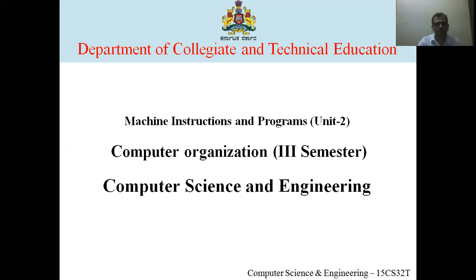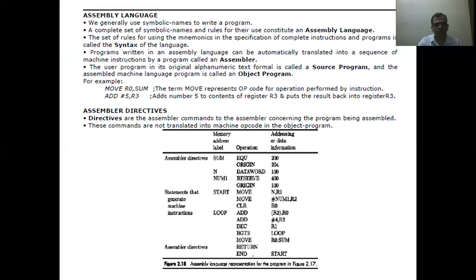Okay, now let us start the session on Unit 2, Machine Instruction and Program. Okay, so assembly level language. What happens? The computer cannot understand human language, so the language has to be converted into machine level language so that the computer can understand the data. Okay, because the computer stores the data in binary form.